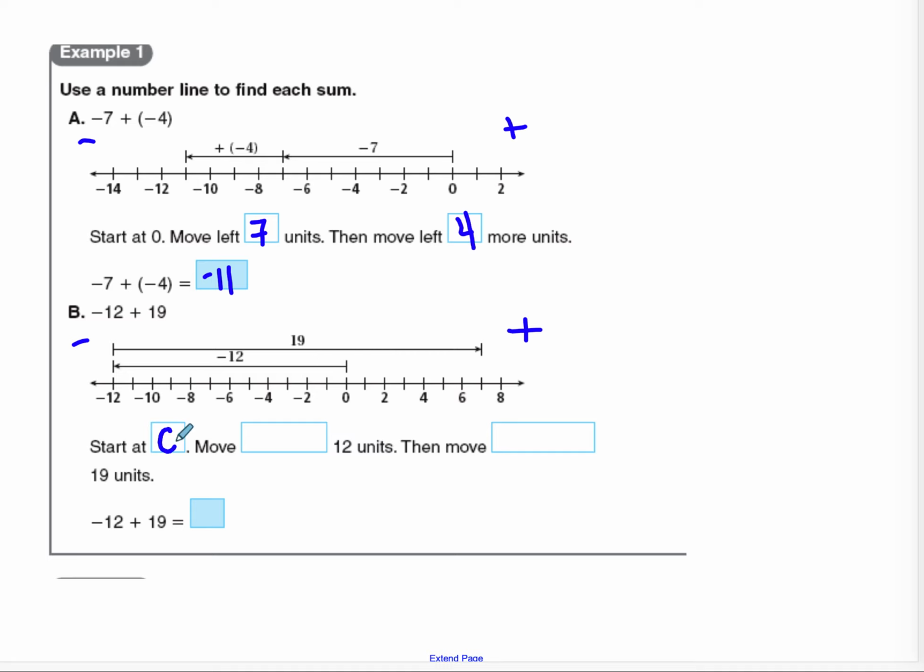I'll record that down here. So we always start at 0 for number line problems. We're adding negative 12, so we're going 12 units to the left. And then we need to go 19 units towards the right. So going to the right 12 takes us back to 0. And then we have to keep going until we have a total of 19 units that we've moved. That's going to end up at 7. So we're moving to the right 19 units. Negative 12 plus 19 equals a positive 7.